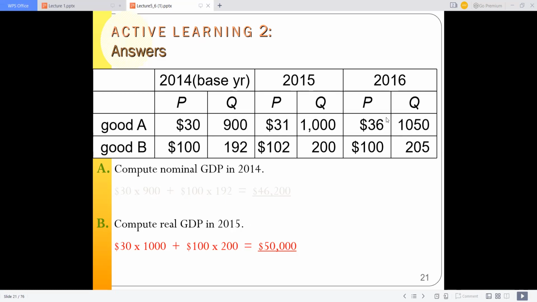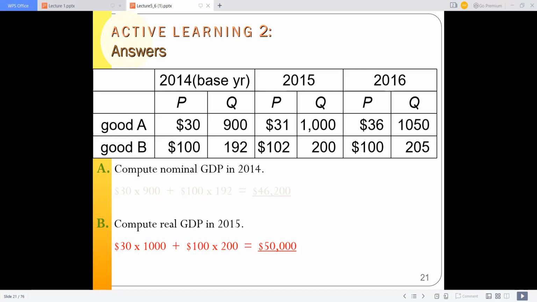To calculate the GDP deflator for 2016, you have to calculate nominal GDP for 2016 and calculate real GDP for 2016. Exactly. Right? Yes. All right. Henrietta, your hand is up.